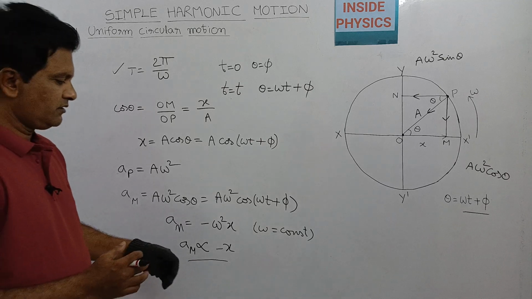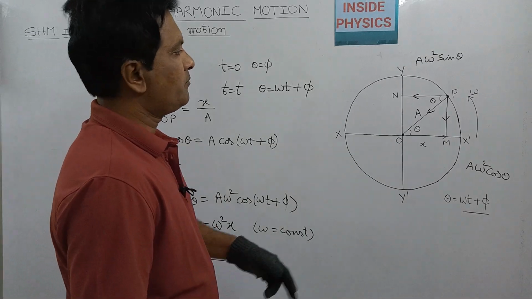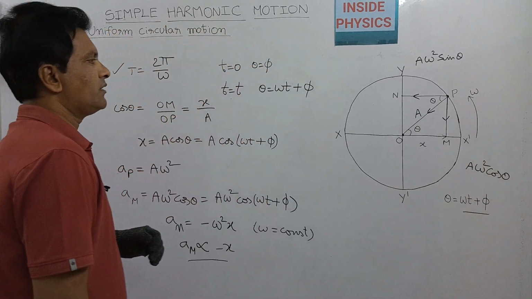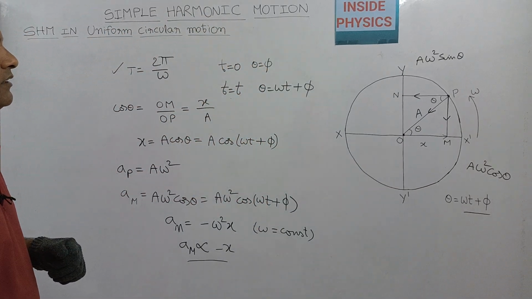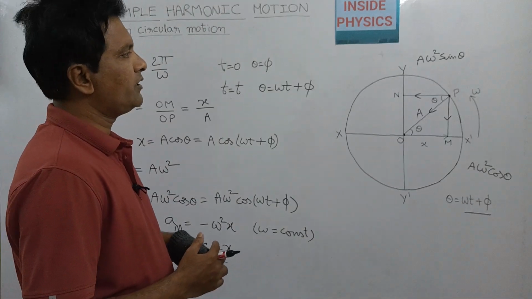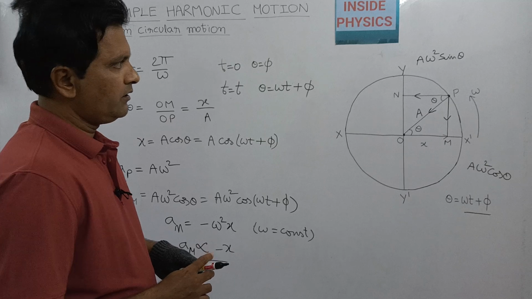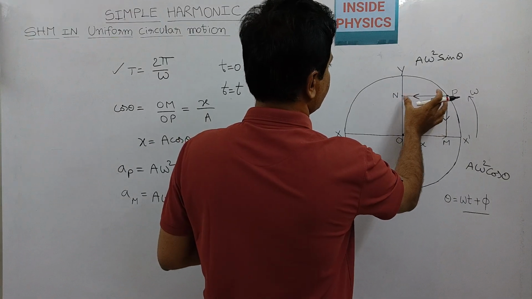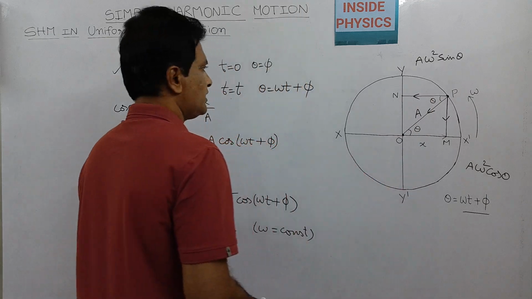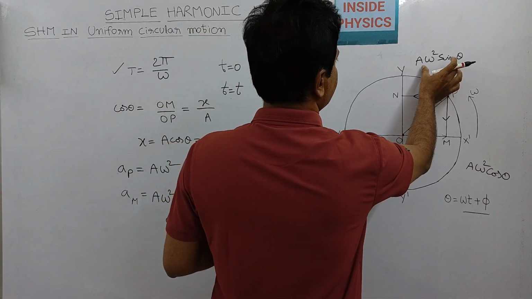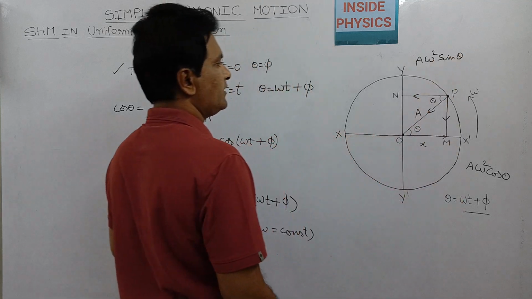So with this we can say that the projection of a particle in uniform circular motion is having simple harmonic motion. Now we can prove this with the projection Pn also using the same theory, and the acceleration of the projection Pn is A omega square sine theta.